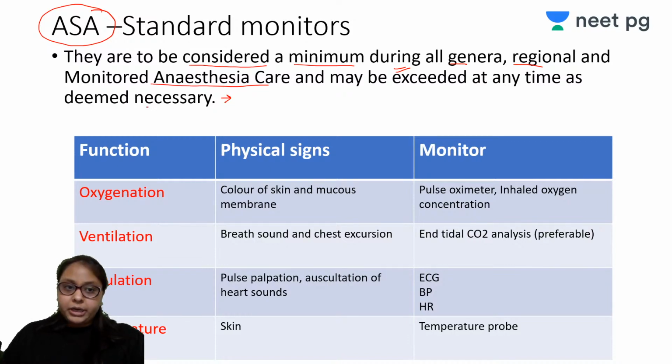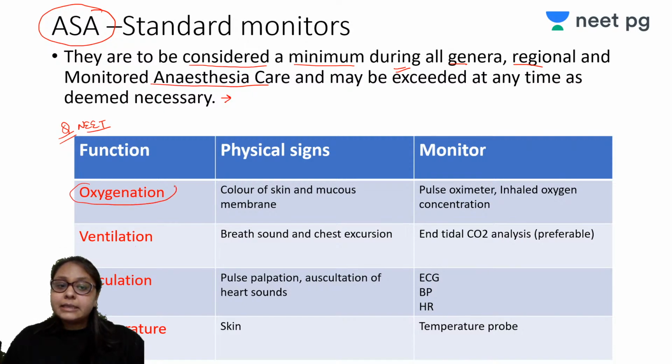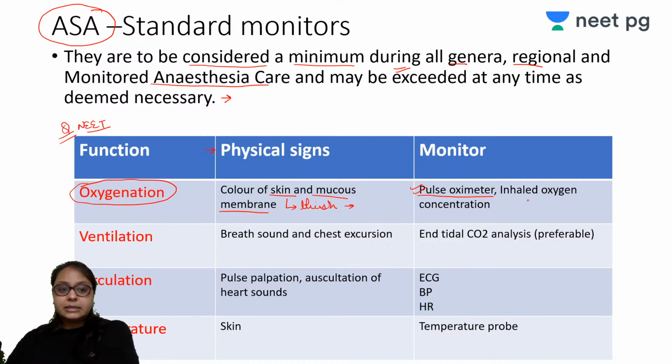So what are these standard monitors? These are asked as questions in the NEET exams. First, the most important thing is we have to assess the oxygenation of the patient. So how can we assess it? By the physical signs, we can see the color of the skin and mucous membrane. If the skin color is bluish in nature, that means there is some problem with oxygenation. So that is one of the physical signs. And in the monitor, the most important is the pulse oximeter. Through the pulse oximeter, we can know the oxygen saturation of the patient and also the inhaled oxygen concentration.